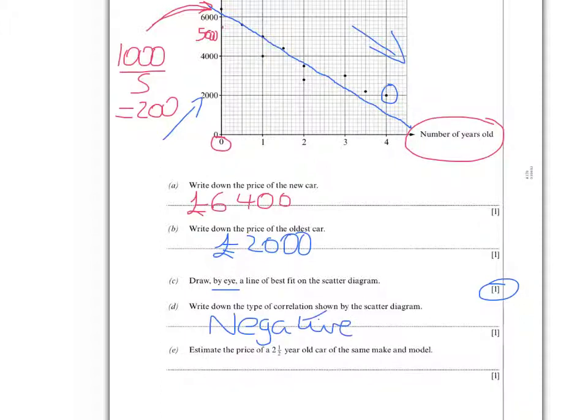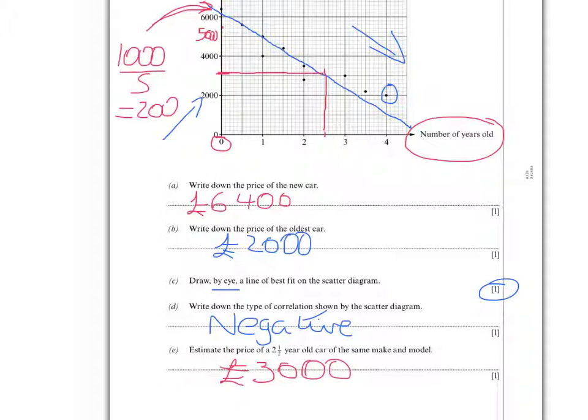Now the last part, part E, asks us to estimate the price of a 2.5-year-old car of the same make and model. So looking at our graph and going across to 2.5 years, which is there, using your ruler, drawing straight up to your line, where it touches that line, then going straight across to your price axis. And if I'd done that perfectly, I think it would have gone exactly halfway between 2 and 4,000, and we know that that would have been £3,000.